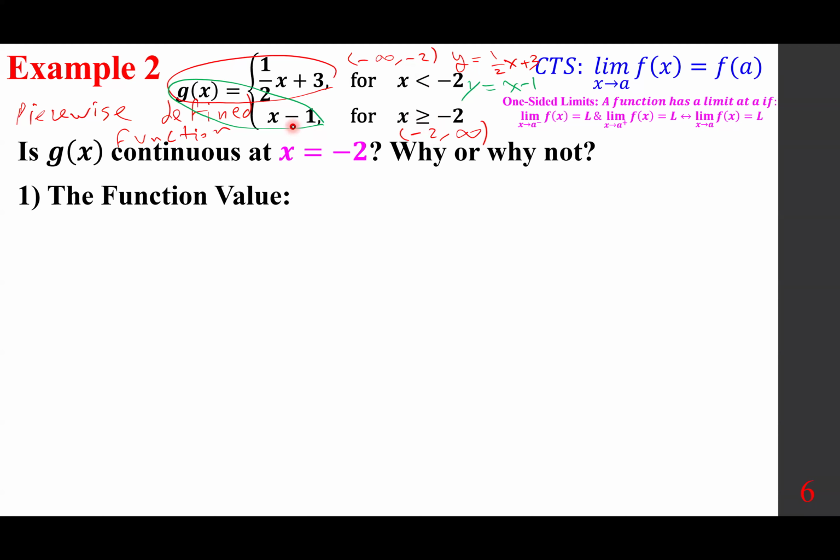To evaluate the function at -2, you put it in there. And you're going to write g of -2 is x minus 1 such that x equals -2. This is the notation when you don't have a specific function, to tell your reader that you're evaluating the function. So this line segment is read such that.